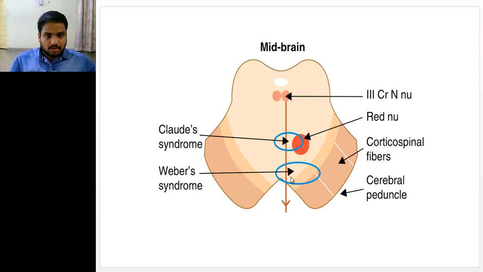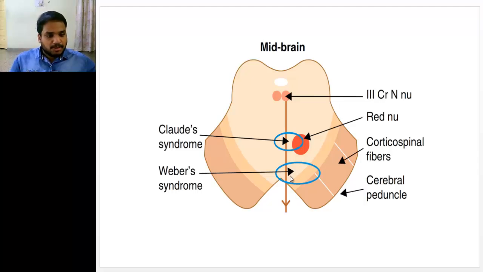So what happens? There will be an ipsilateral third nerve palsy with contralateral hemiplegia. Why? Because the corticospinal fibers are going to decussate at the medulla, right? This is the midbrain, and at the medulla they are going to decussate, right? So you will be having a contralateral hemiplegia with ipsilateral same-sided third nerve palsy because the third nerve is involved, right? So that is Weber's syndrome. So ipsilateral third nerve palsy plus contralateral hemiplegia.